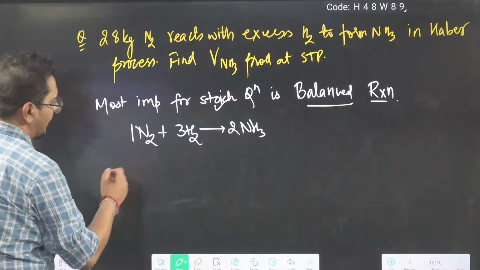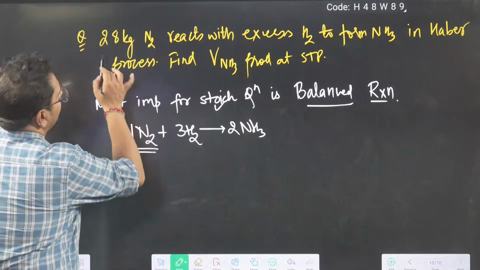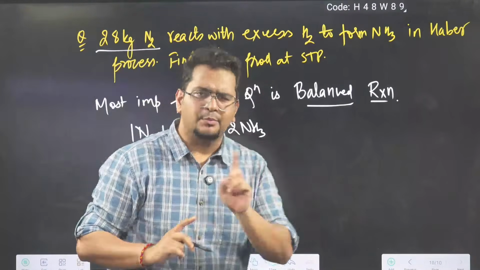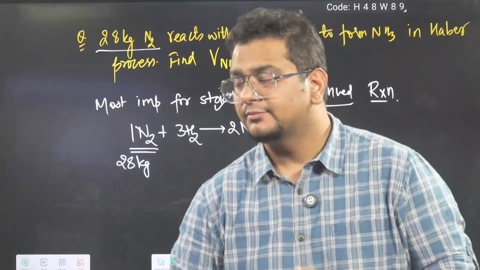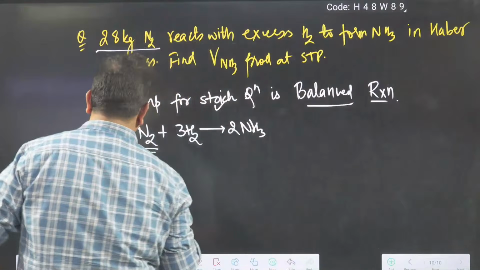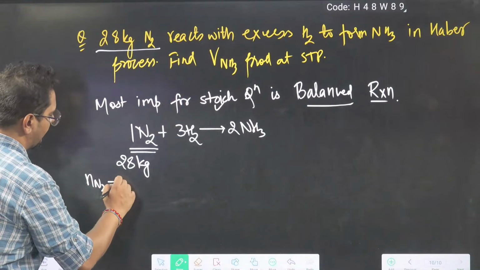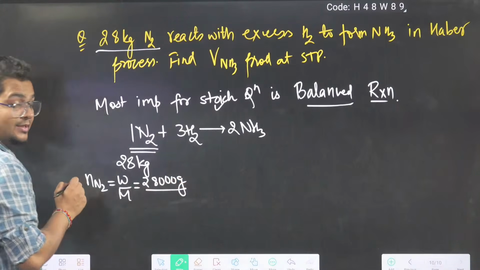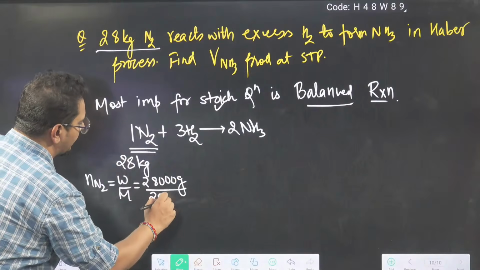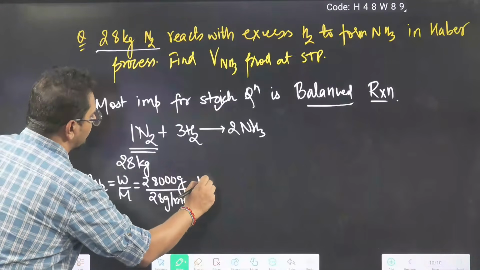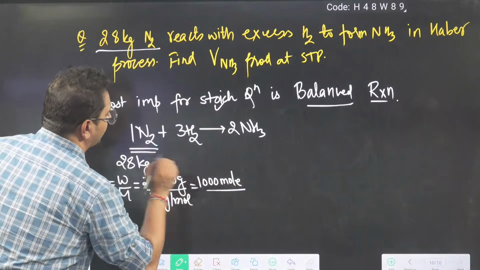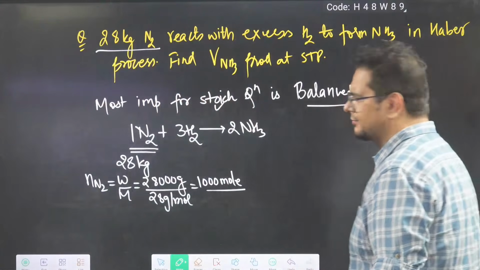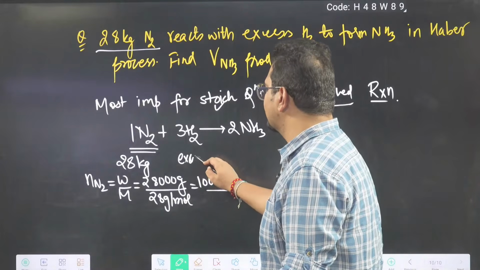Now, can you tell me how much nitrogen they have given? Sir, they have given 28 kg nitrogen, but you told us mass relation is not correct, so we should convert this into moles. So can we find the moles of nitrogen as given mass by molar mass? Given mass is 28,000 gram, 28 kg. Molar mass of N2 is 28 gram per mole. So sir, 1000 mole of N2 is coming. Up to here, does anyone have any problem? This was the last lecture's syllabus, bhai. 1000 mole. Acha, hydrogen is given in excess amount.